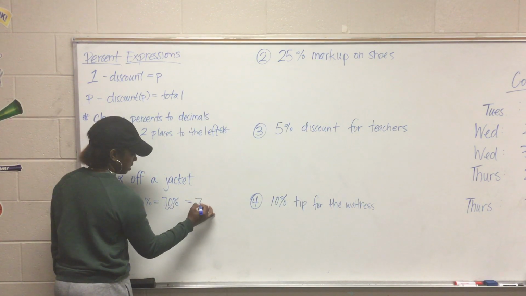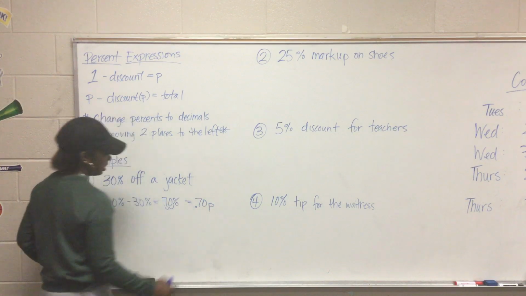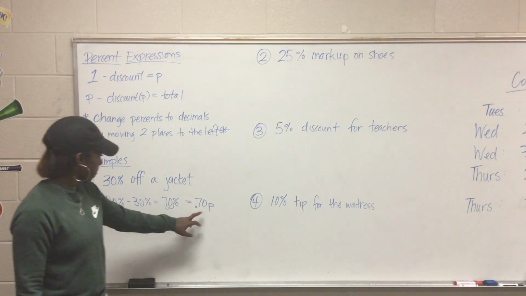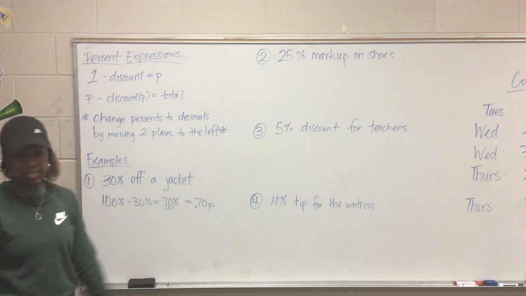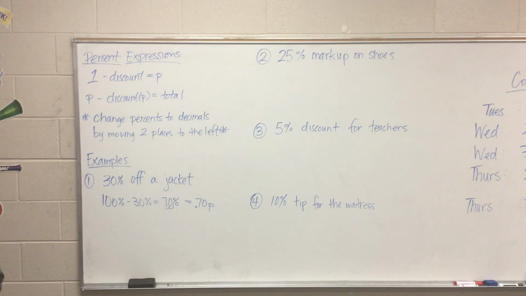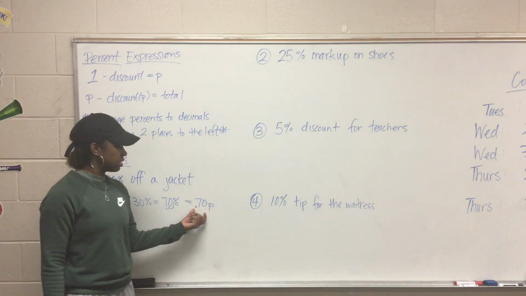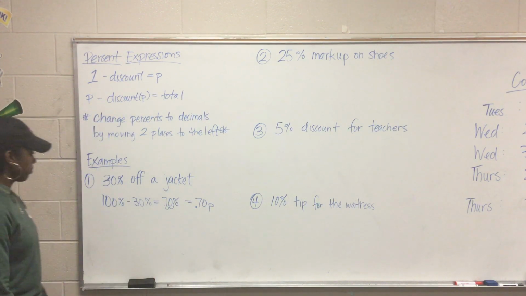Point 70p. I am paying 70% of the price of the jacket. We know of means to multiply. So this is 70% of the price of the jacket.